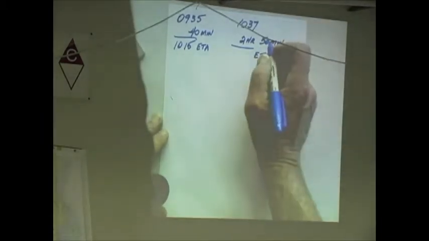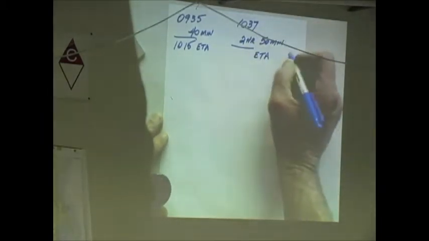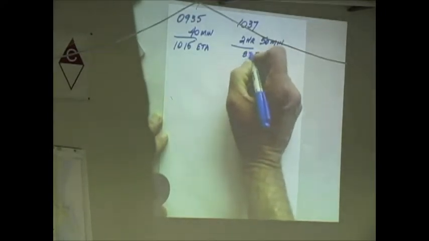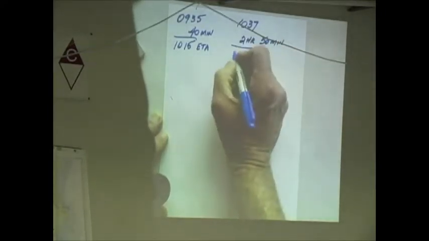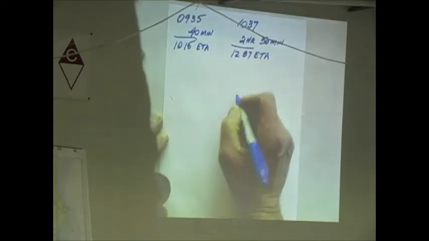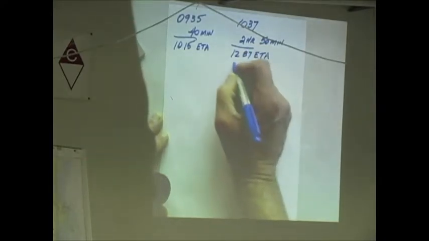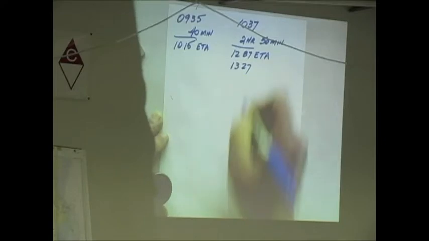So if you add the minutes together, you're getting 87 minutes. And if you add the hours together, you're getting 1287. 87 is 27 minutes, so essentially you're 1327. You're only off by an hour.